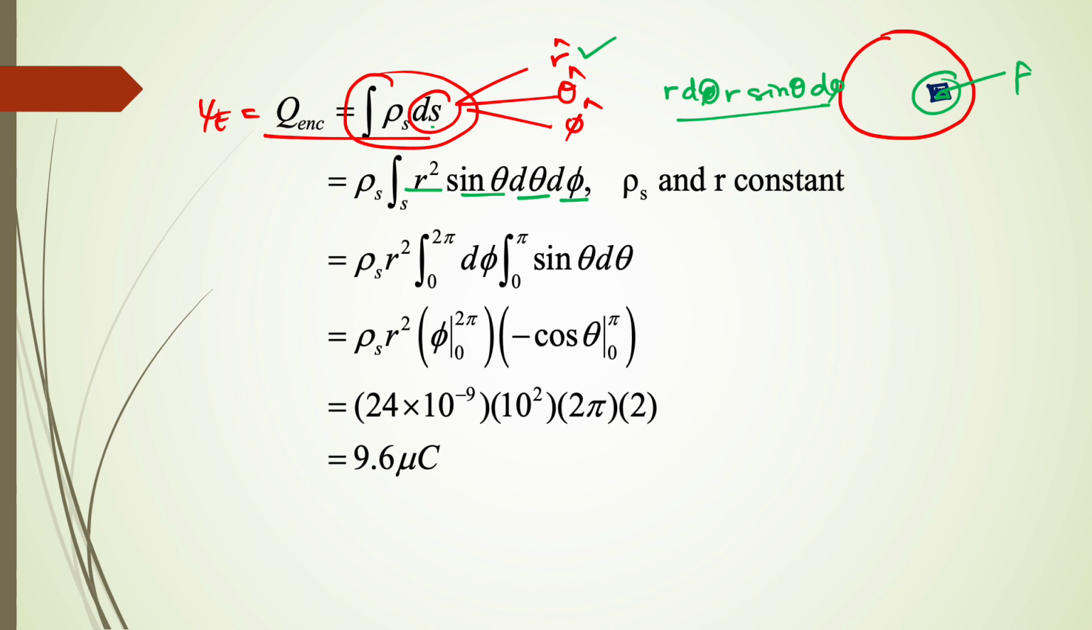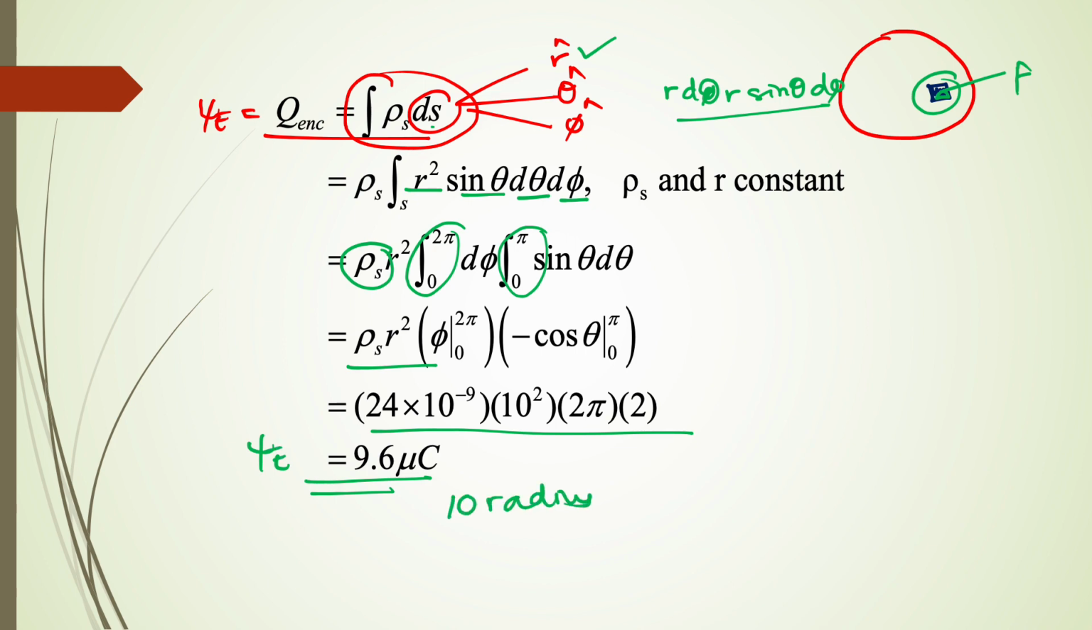So we know already our rho s. We know the limits for phi and the limits for theta. You just have to substitute inside the equation and you will get your answer, which is that the total flux at radius 10 of the sphere is going to be 9.6 microcoulomb.